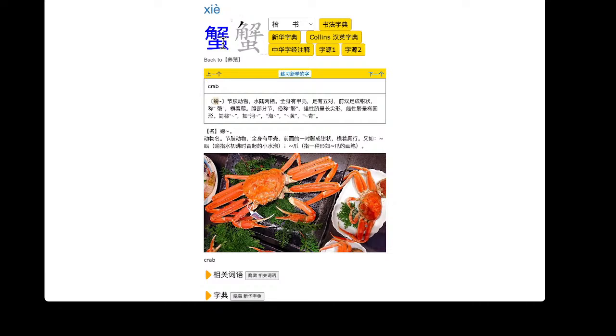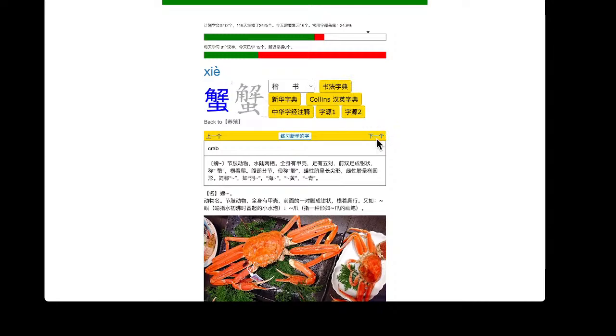Hai xie are crabs from the sea. He xie would be river crabs. Xie rou you would call crab meat. And I don't think this character has any other use except as part of the word for crabs.